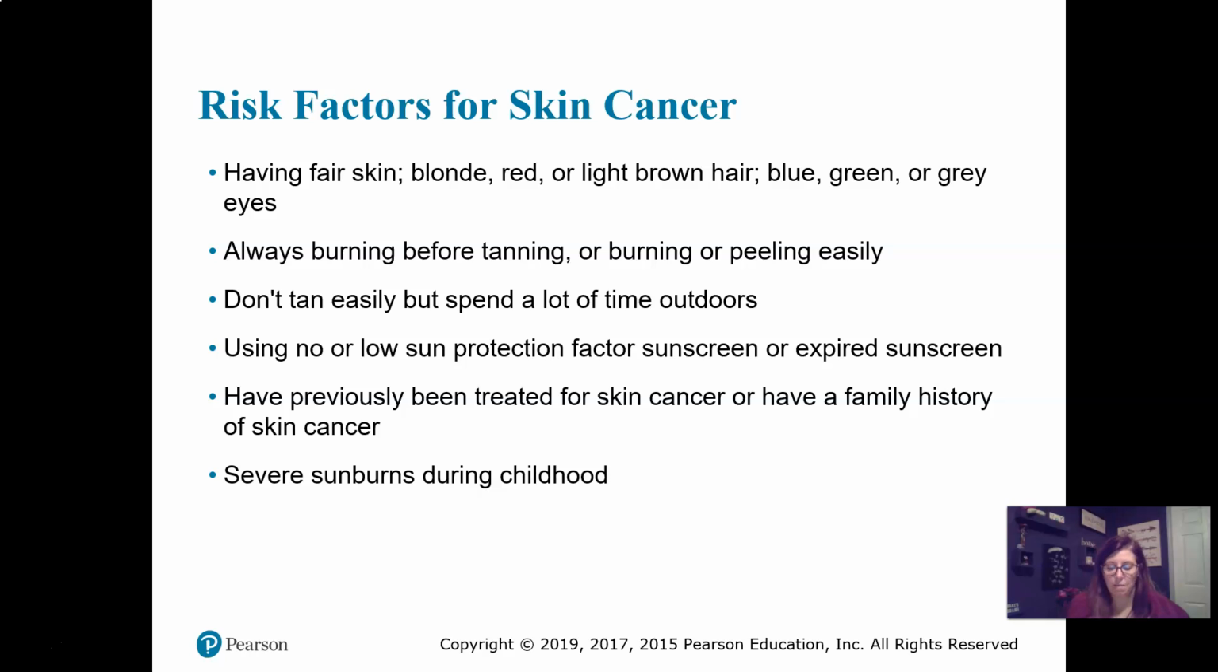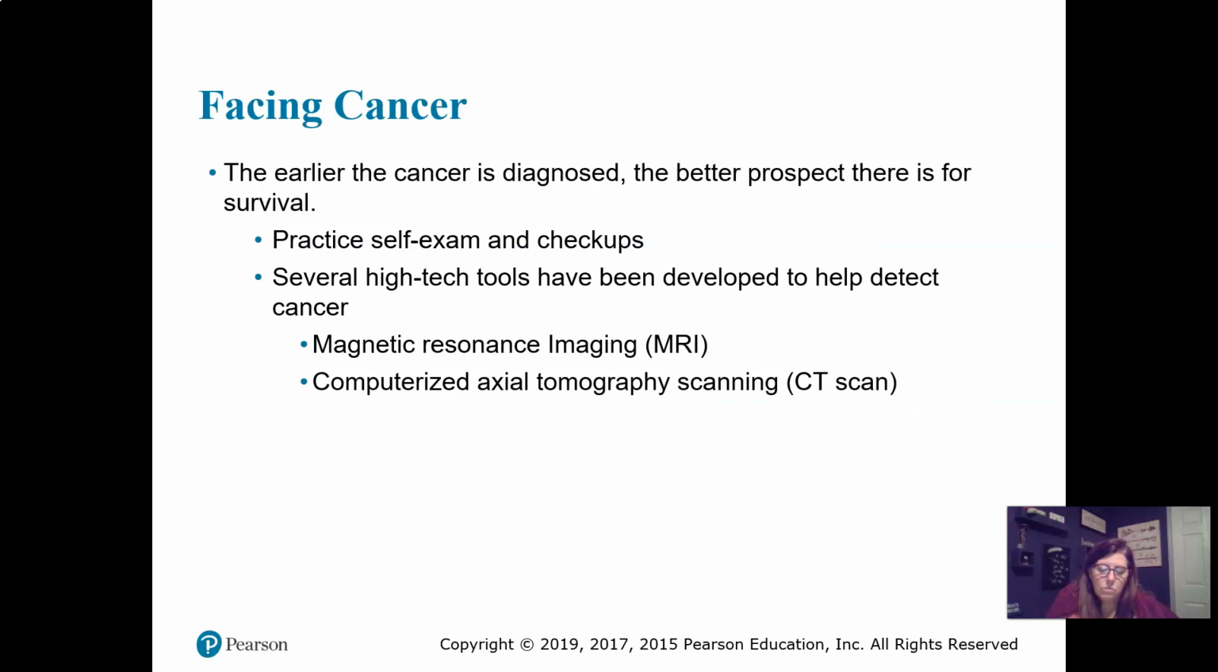Anyone who overexposes themselves without adequate protection from the sun is at risk for skin cancer. Preventing skin cancer is really a matter of limiting exposure to harmful ultraviolet rays, UV rays found in sunlight. Severe sunburns during childhood can be a risk factor. Having fair skin, blonde, red, or light brown hair. And for those who don't tan easily but spend a lot of time outdoors. So it's really being mindful. Yes, our vitamin D is good and we need it, but really be protecting yourselves when you are out in the sun.